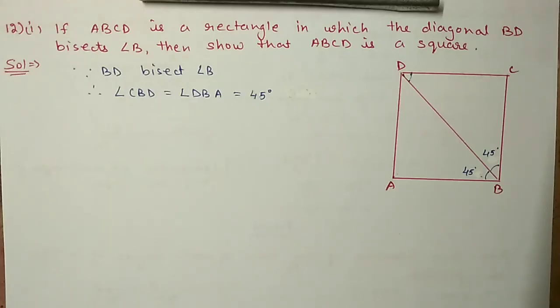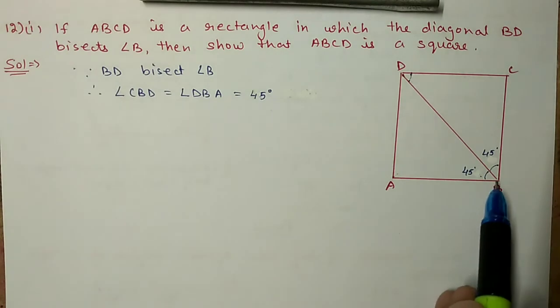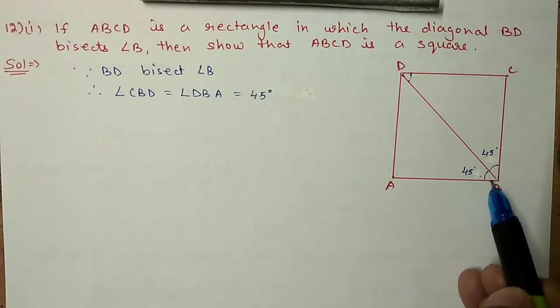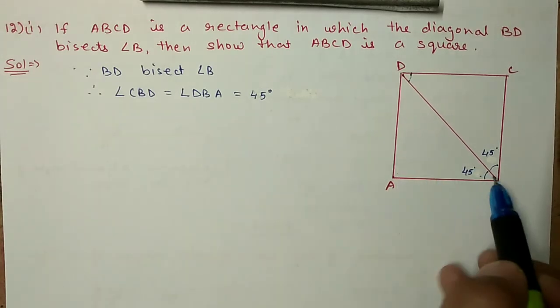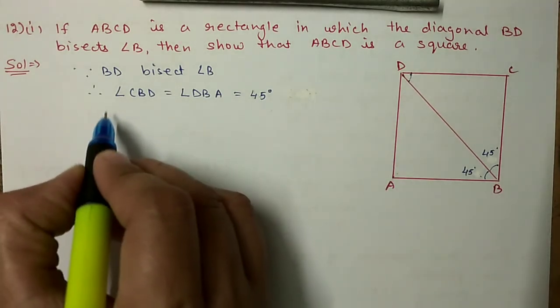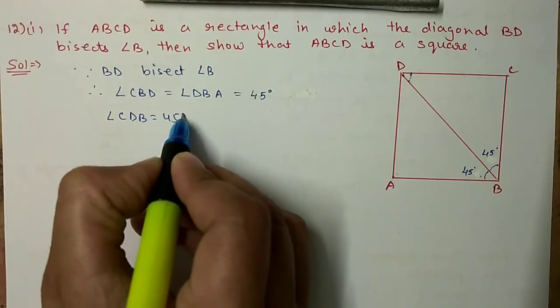Next we have question number 12, first part. If ABCD is a rectangle in which the diagonal BD bisects angle B, then show that ABCD is a square. So here ABCD is a rectangle. This BD is bisecting this angle, means this and this angle will be 45 and 45. As we know, each interior angle of a rectangle is 90 degrees, so it will be half. Because this angle is 45, so this angle also will be 45. We can write here angle CDB is equal to 45.